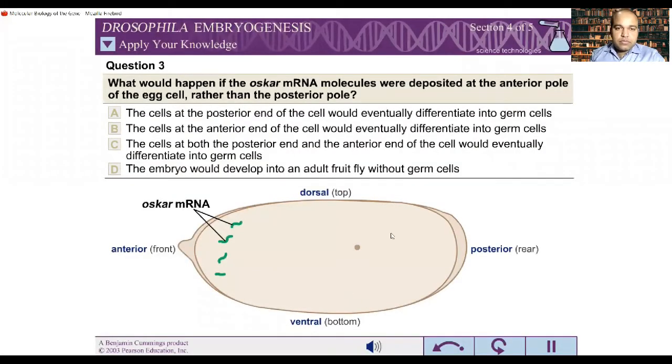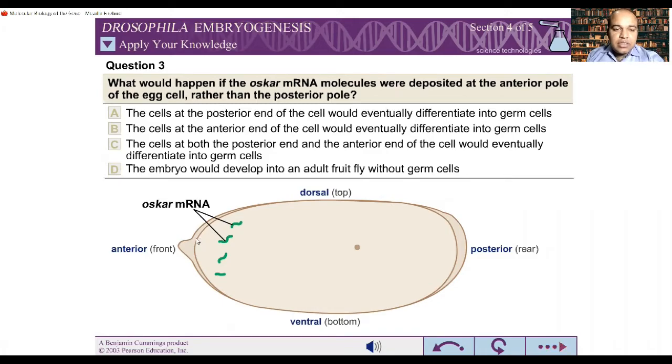Question 3. What would happen if the Oscar mRNA molecules were deposited at the anterior pole of the egg cell rather than the posterior pole? Now, the Oscar mRNA, instead of getting accumulated at the posterior pole, has been now accumulated at the anterior pole in the case of Drosophila melanogaster.